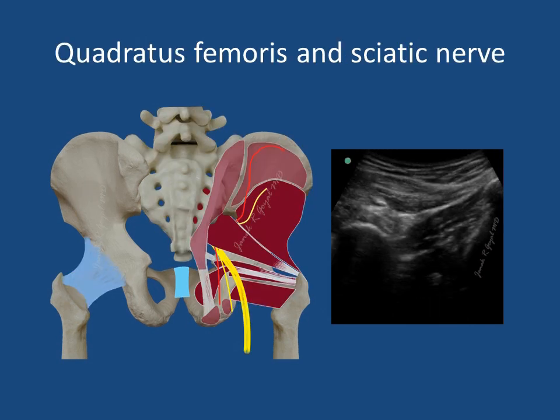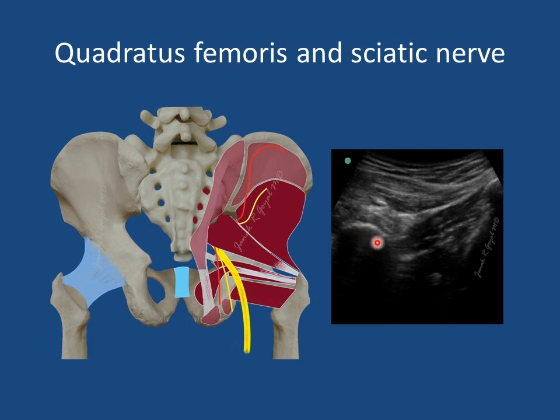Let's look at another important structure on the posterior hip, which is the sciatic nerve. Now, you could actually scan and look at the sciatic nerve as it is crossing between the ischial tuberosity and the greater trochanter. Here is your ischial tuberosity and here is your greater trochanter. The moment you place your transducer with one end on the ischial tuberosity and the other on the greater trochanter, what are you looking at? You're looking at the sciatic nerve crossing superficial to the quadratus femoris.